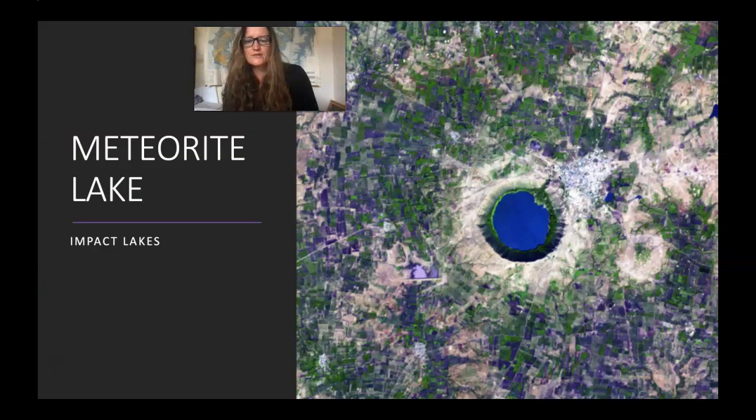Meteorite lakes. How cool is this? These are going to be simply impact craters from rocks from outer space. It creates a crater, and it fills with water. So that would be from precipitation again, kind of like a volcanic crater, but these are from meteorite impacts.